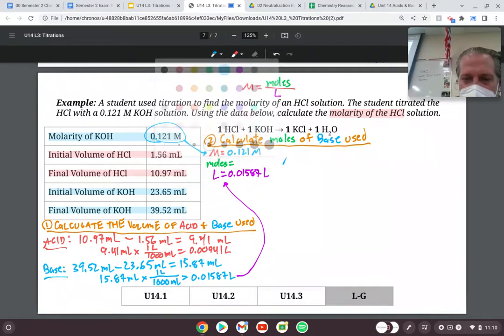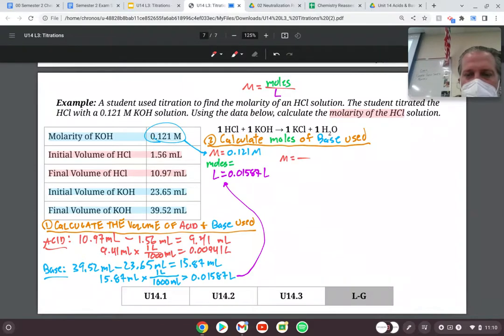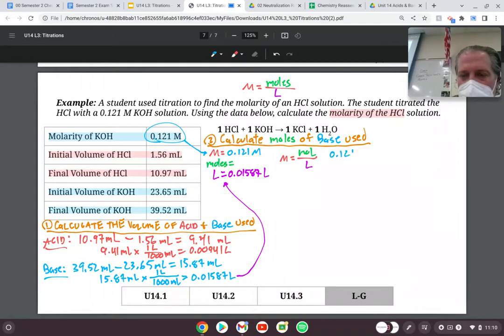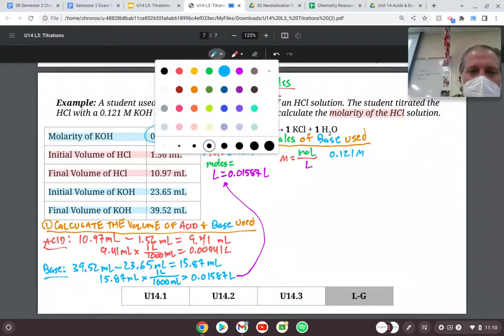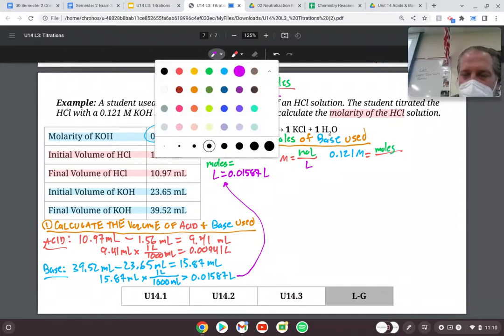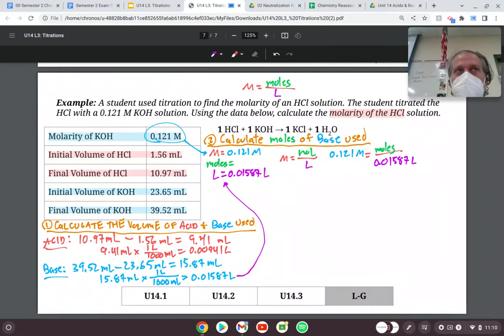So in this problem, I'm going to take molarity. I'm going to use the molarity is equal to moles over liters. And I know that I have a molarity of 0.121 molar. And that equals, in this case, we're solving for moles. So my volume is going to be 0.01587 liters. The next step is I'm going to solve for moles by multiplying both sides by the volume.